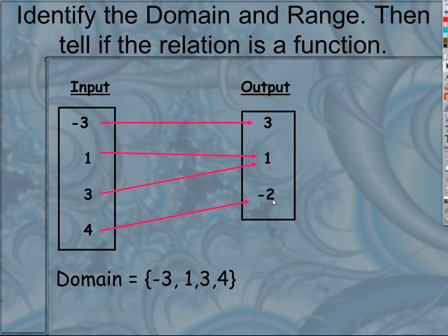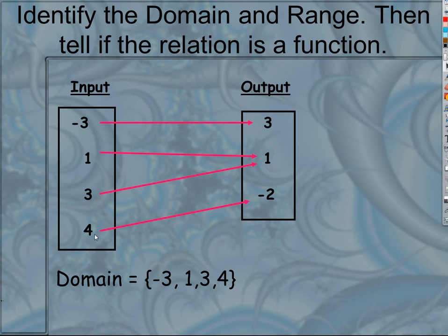So anybody want to change their minds? What do you think now? Function or not? It is, isn't it? Now the fact that I got these two arrows pointing at a single y value is okay. That's not a problem, because it still passes the test. I still only get one y value for each x value, right?